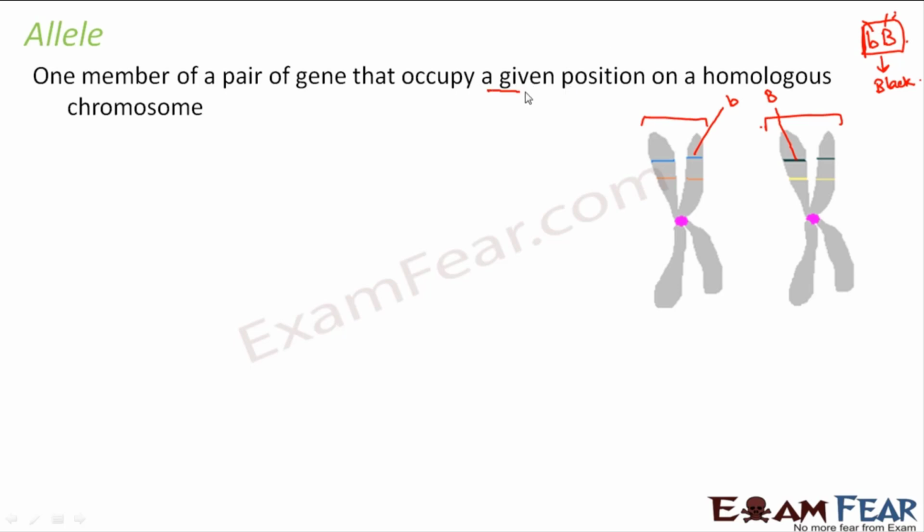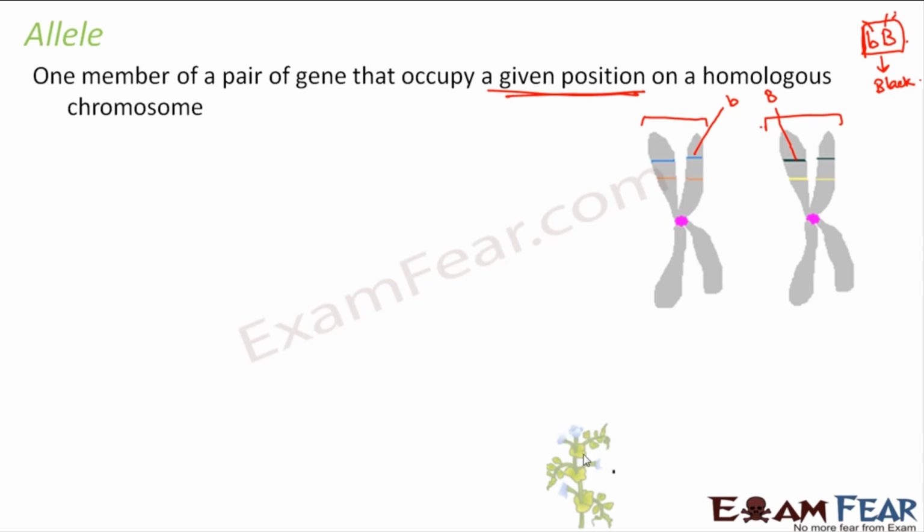Why do they occupy a given position? Because they are going to correspond to the same trait, right? Because in homologous chromosome, if they occupy the corresponding positions, that itself means that they are going to correspond to the same trait. Now let us look at some examples. Let us suppose we take this example of the dwarf plant. So how do we denote its allele?